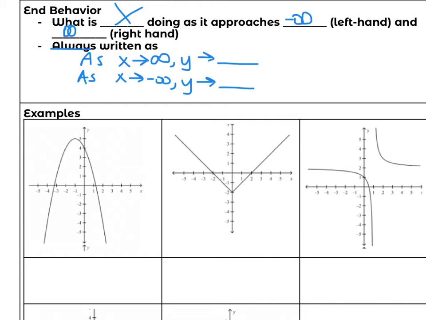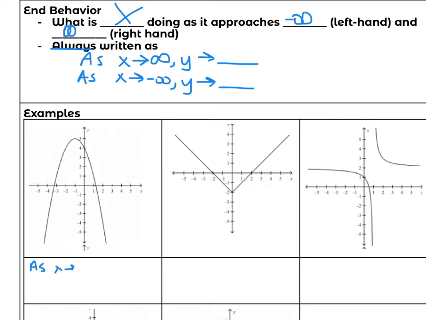So I really think of this as a fill-in-the-blank type of problem. Always write what I have in blue right here, and then we just fill in what y is doing. Is y going up or is y going down? So I'm going to copy that structure for this first problem.